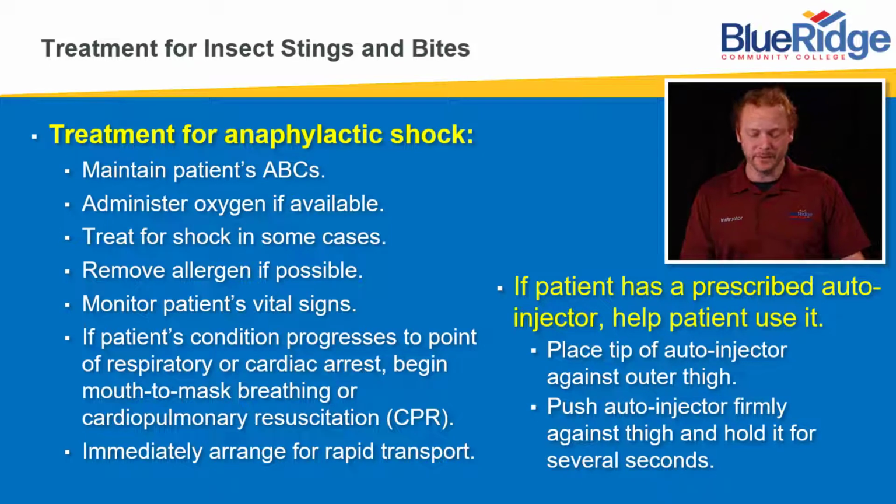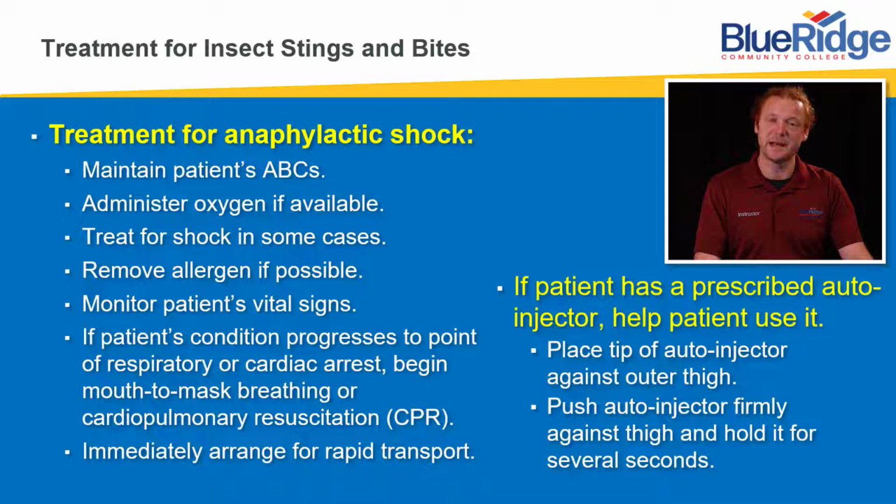Immediately arrange for rapid transport to a medical facility. If the patient does have a prescribed auto-injector, help the patient use it. Support the patient's thigh and place the tip of the auto-injector against the outer thigh. Use a quick motion pushing the auto-injector firmly against the thigh and hold it in place for several seconds.